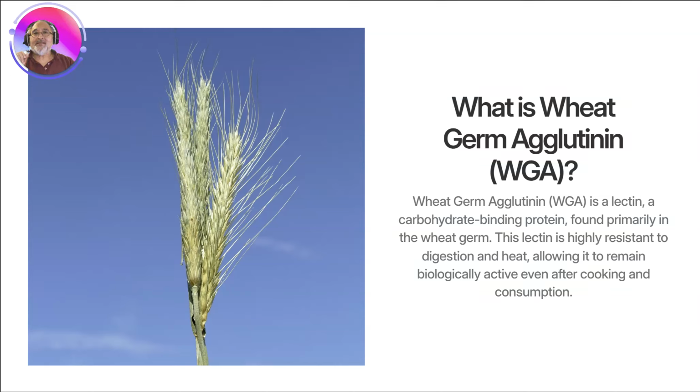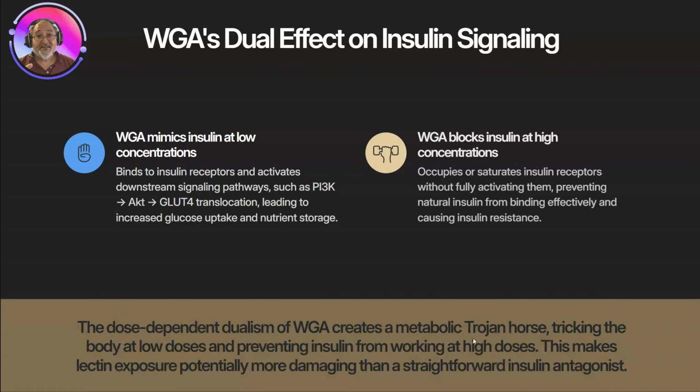So first, what is WGA? WGA is wheat germ agglutinin, and it's a lectin, a carbohydrate-binding protein found in whole wheat. It's especially concentrated in the wheat germ. WGA is highly resistant to digestion and heat, meaning that even after cooking, it can remain biologically active in the gut. That makes it dangerous.